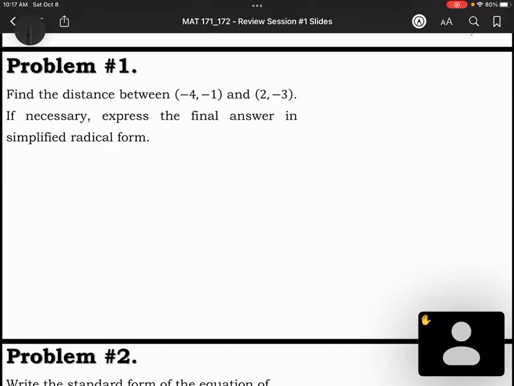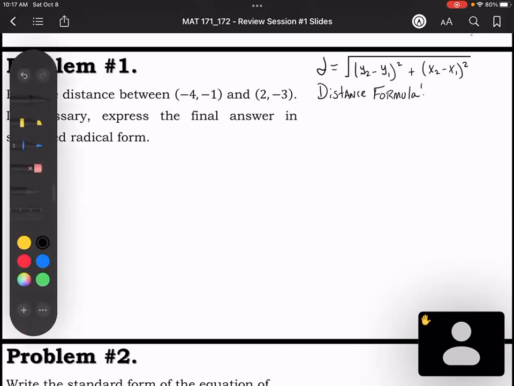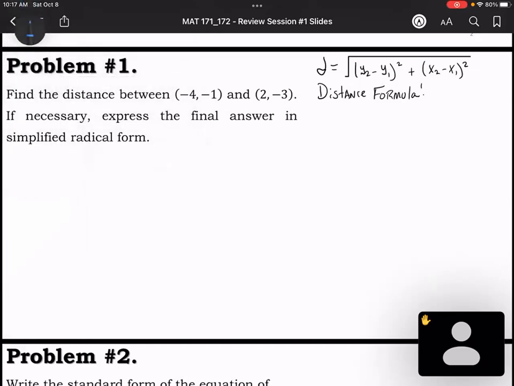That's right. So let's just write out the distance formula. We say d is equal to the square root of (y2 minus y1) squared plus (x2 minus x1) squared. That's essentially your distance formula. The way it works is that we can label our points and then plug things in. So (-4, -1) we can label as x1, y1, and the second ordered pair (2, -3) we can label as x2, y2. Again, we're just going to insert everything into the distance formula. So d is equal to the square root of (-3 minus -1) squared plus (2 minus -4) squared.